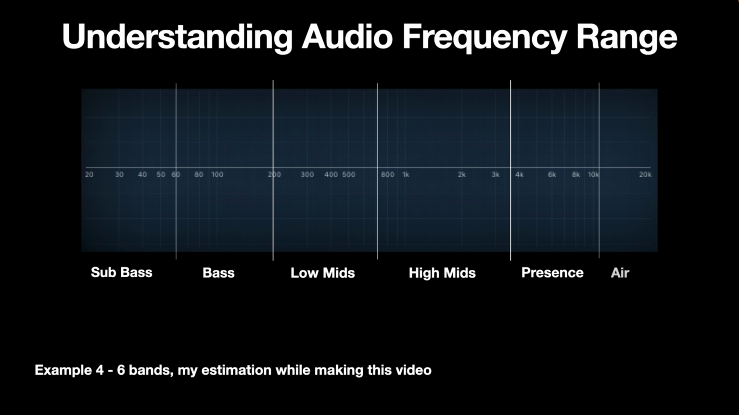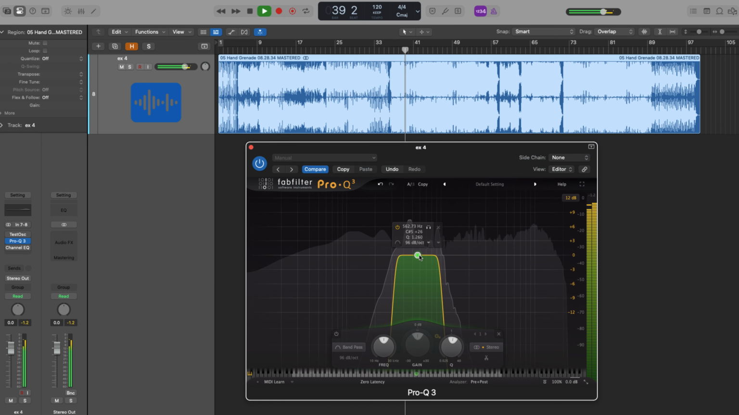And finally, the last octave, 10 to 20 kilohertz. This is air. This is going to add sparkle and sheen to cymbals and other percussive elements. This is what makes everything nice and shiny. So let's listen to each one of these ranges in isolation on a mix.